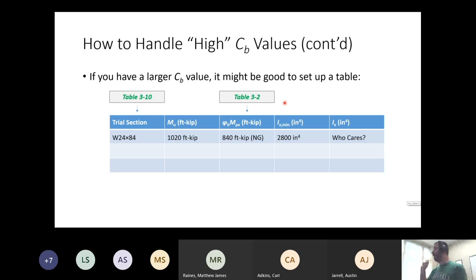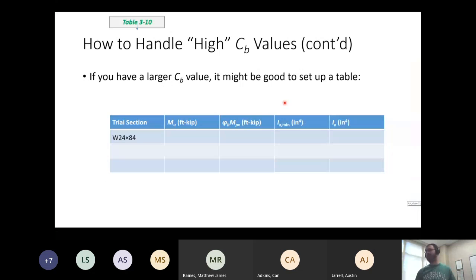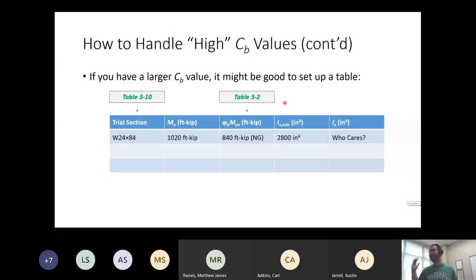I'm curious in chat, if the W24/84 was the first section that you picked, what's the next one? Going back to that table, go to the next one and tell me what's the next section past the W24/84? The W27/84, exactly right. The W27/84 is the next section.